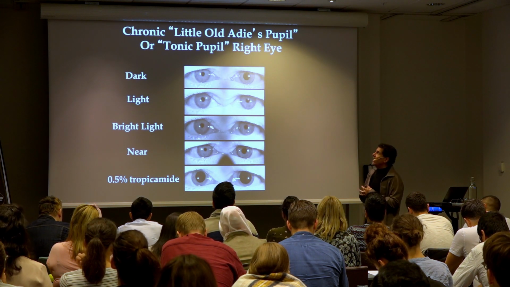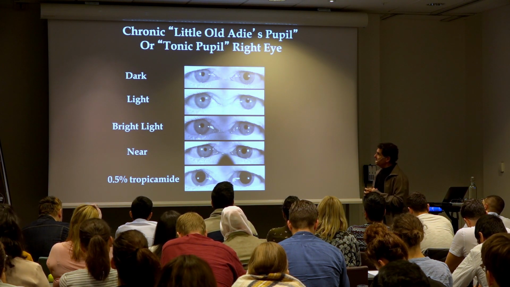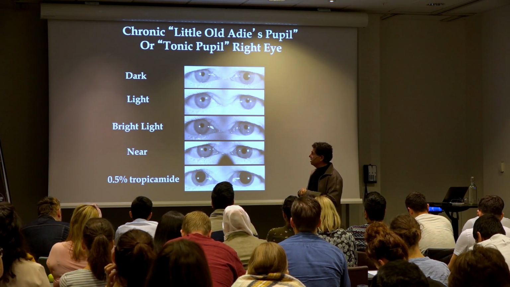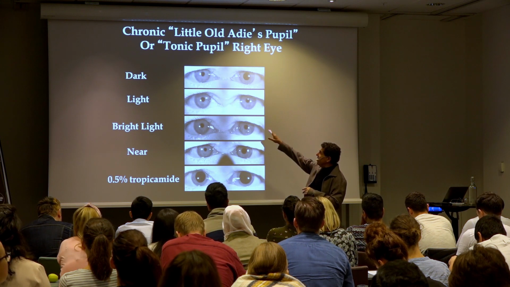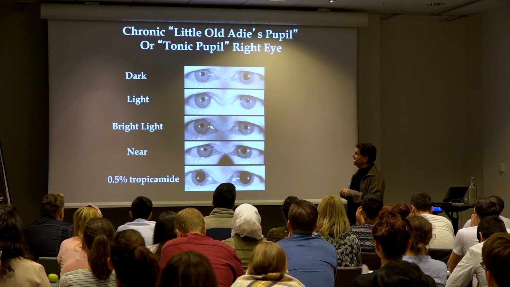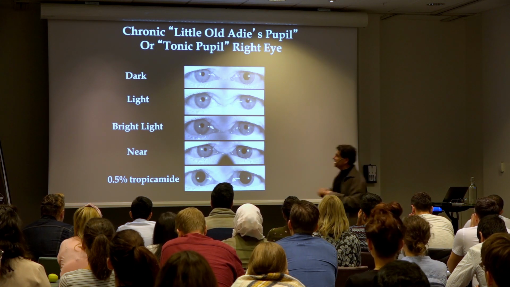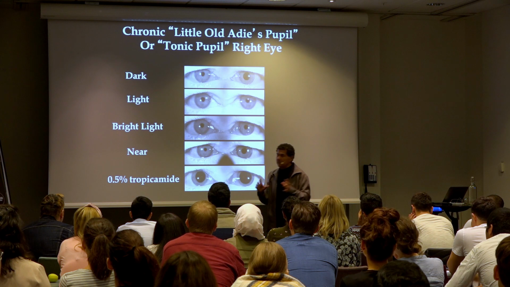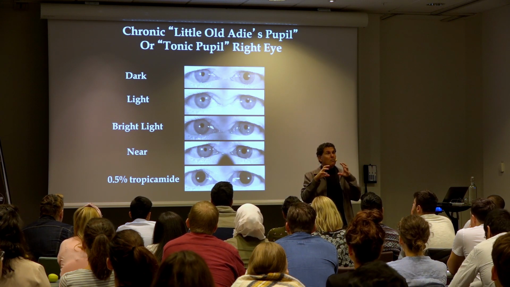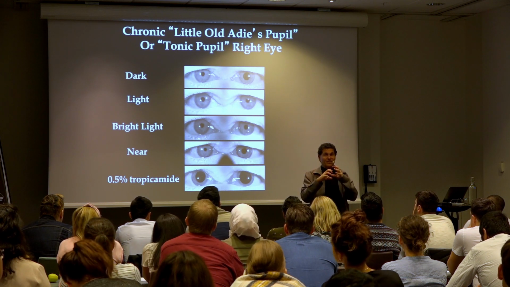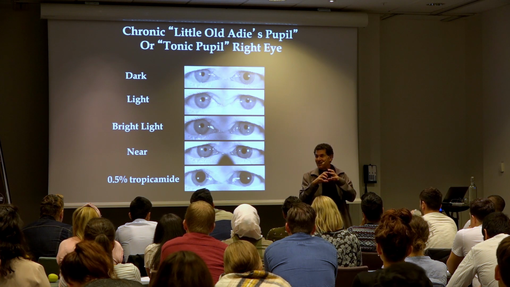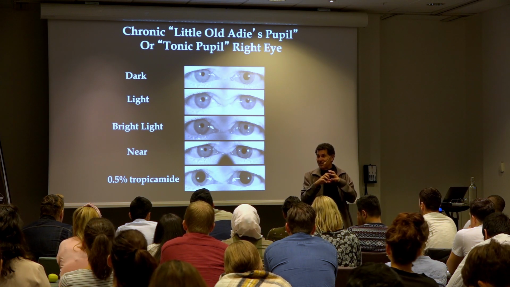You've heard the term tonic Adie's or little old Adie's. So here's a patient that had long-standing Adie's. And see how the right pupil is very, very small? And it doesn't do anything to light. But it does get even smaller to near. So sometimes that reinnervation, that aberrant innervation, is so robust that the sphincter is getting those accommodative fibers grown into it and is staying constricted all the time, now even smaller than the other eye.